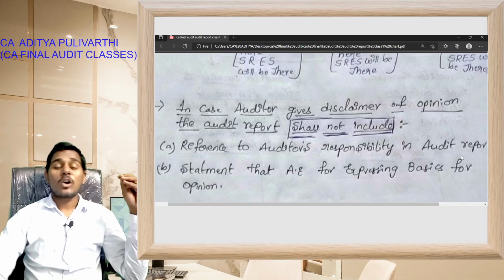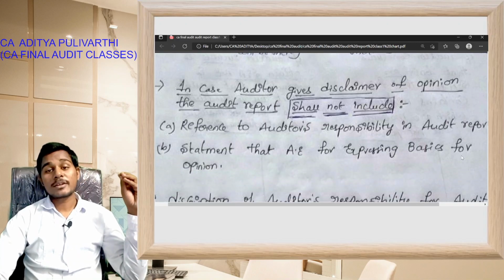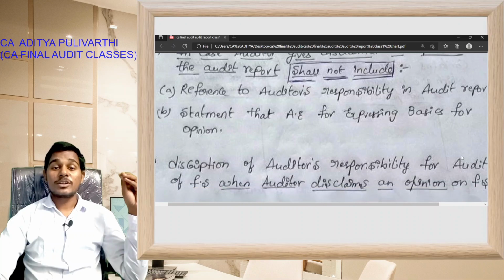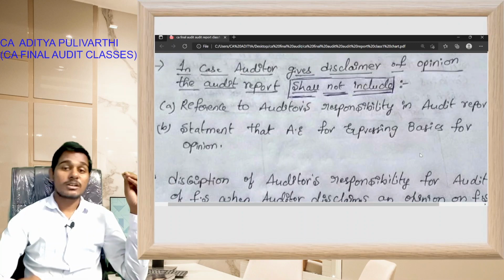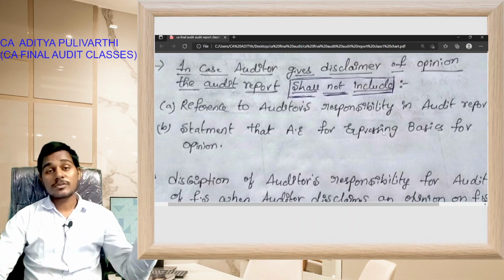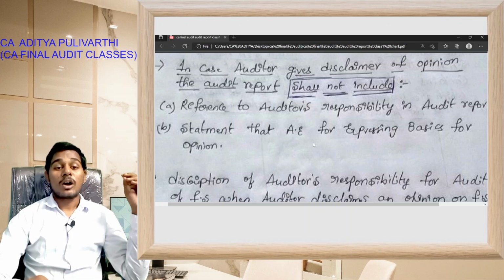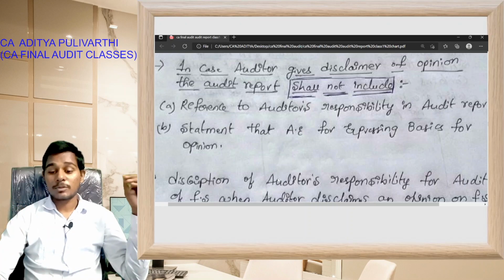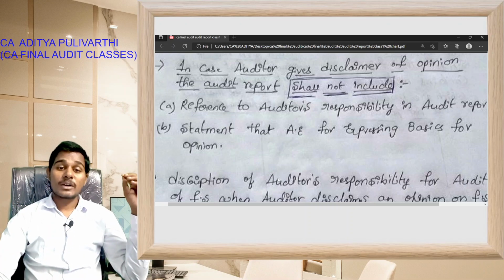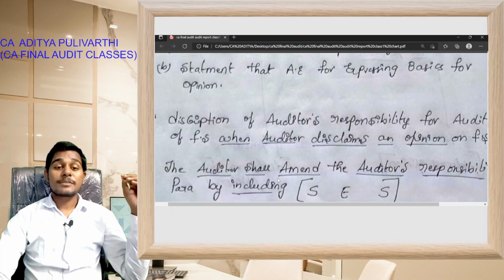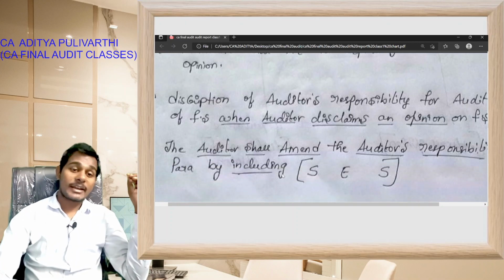In case the auditor gives a disclaimer of opinion in the auditor's report, he shall not include in the basis for disclaimer of opinion paragraph the reference to the auditor's responsibility in the auditor's report, and the statement that audit evidence is sufficient for expressing the basis of opinion. These two sentences are not provided in the basis for disclaimer of opinion. Pay attention here, students.